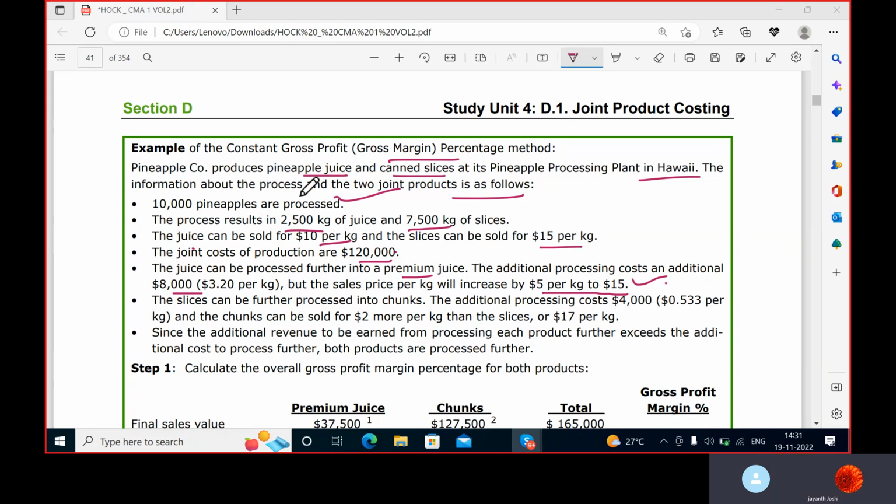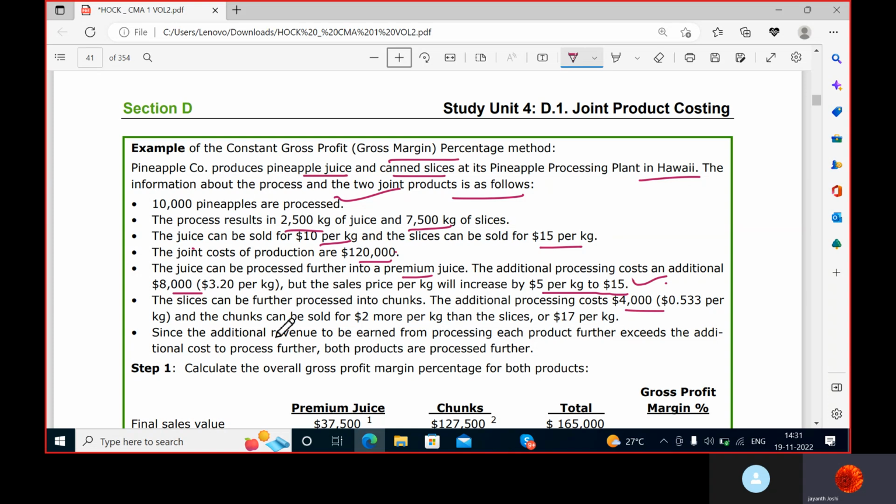First here we have to divide the given additional processing cost, correct? You have this $8,000, $3.20 per kg. So this is for juice, which is 2,500 kg of juice. When you multiply this, you get this. And the selling price will increase from $5 to $15. So $15 per kg.